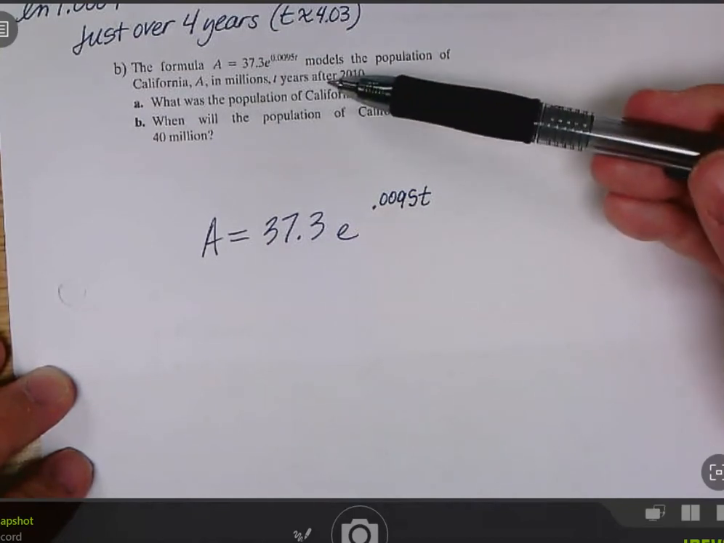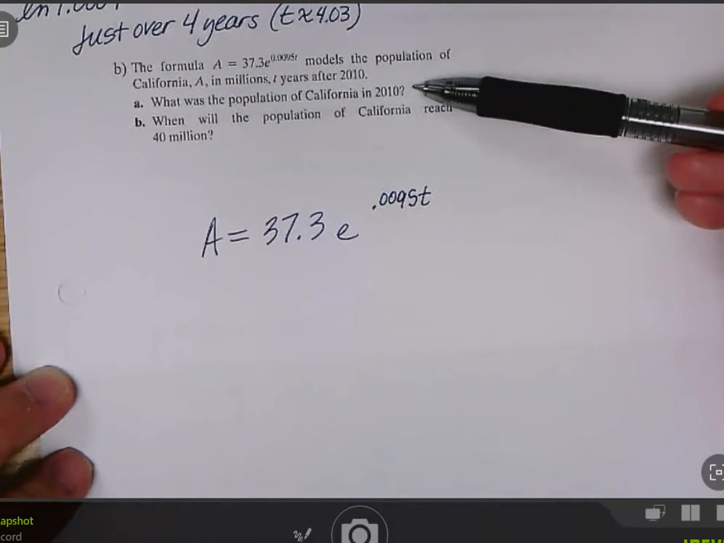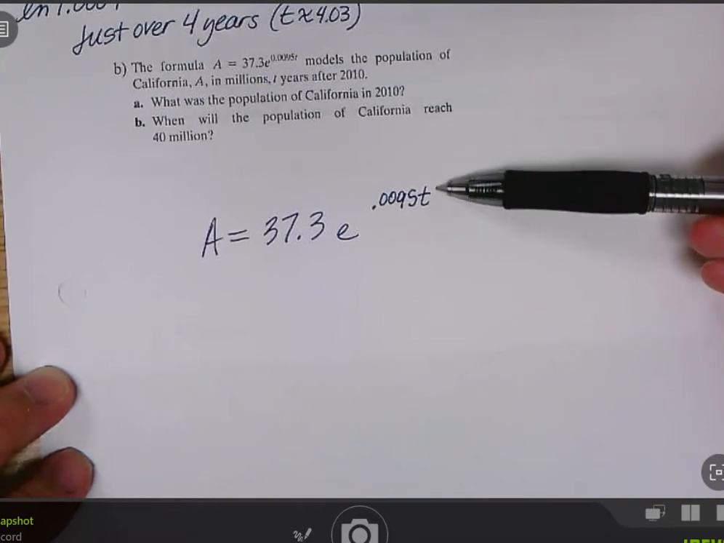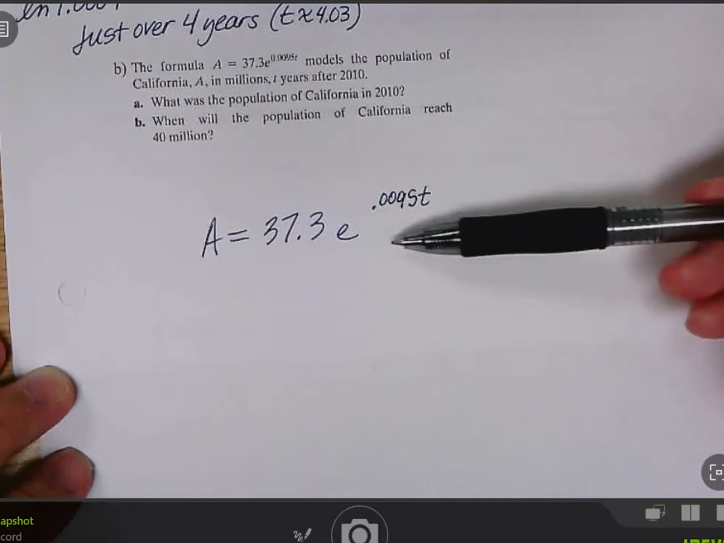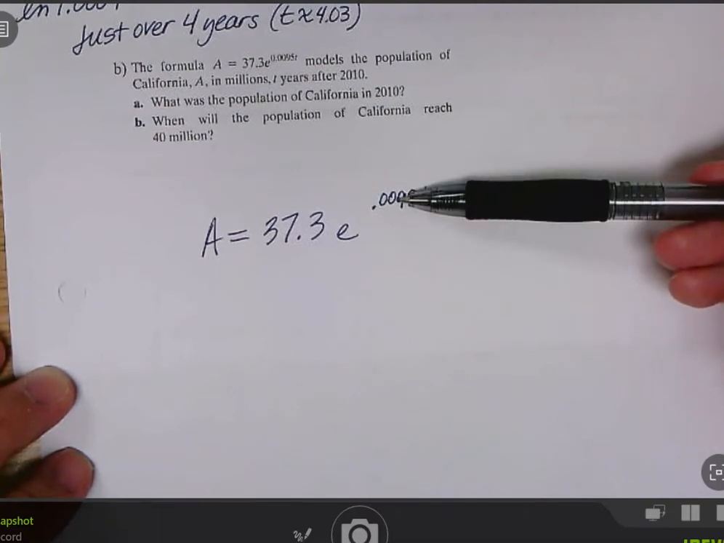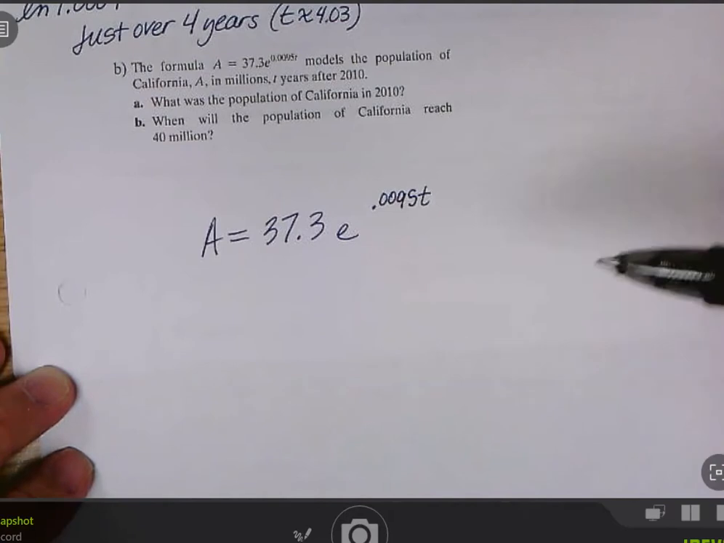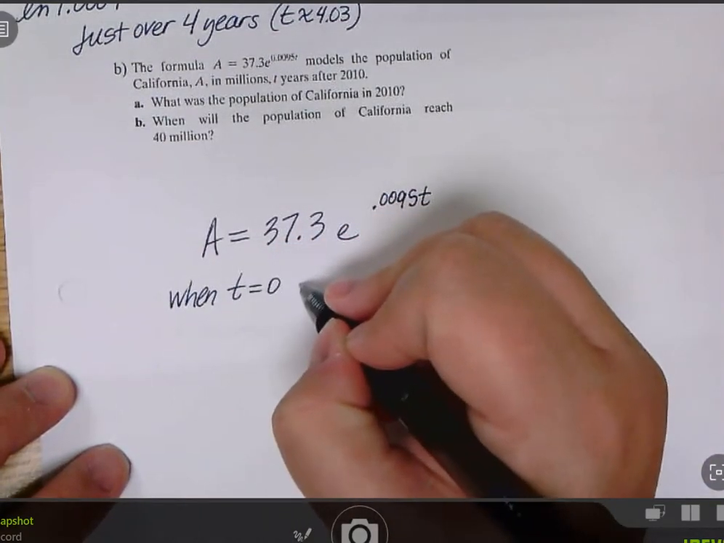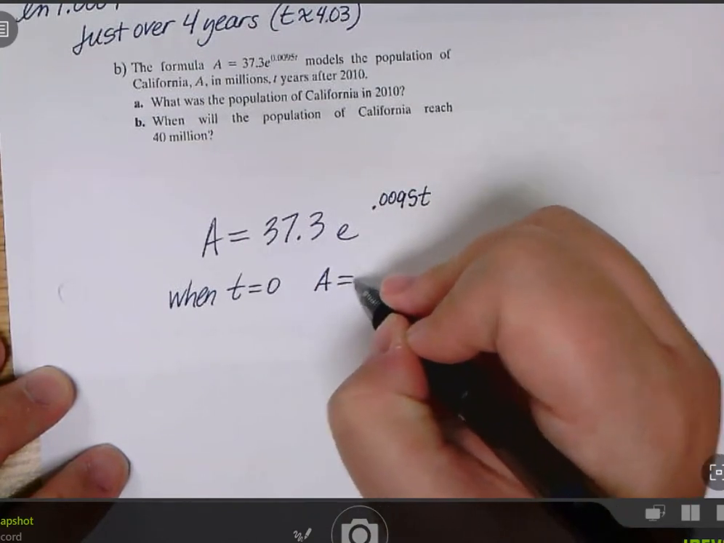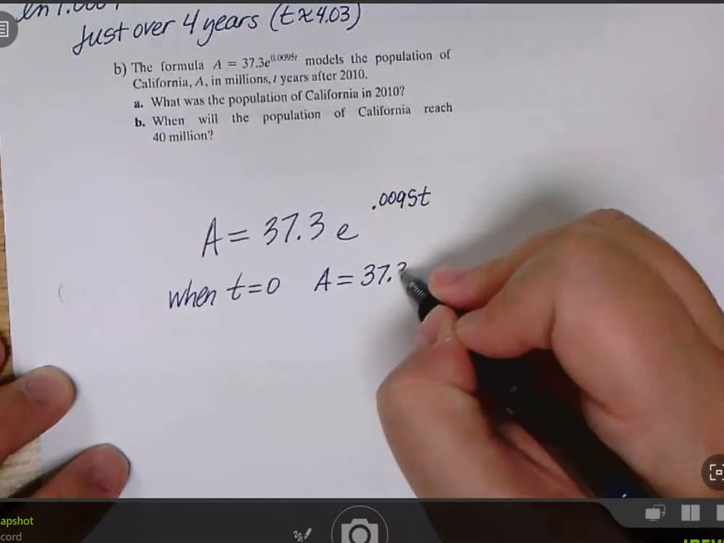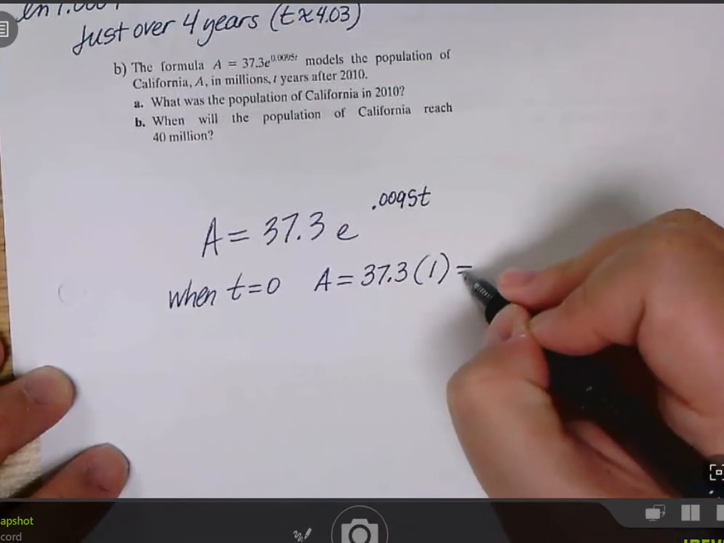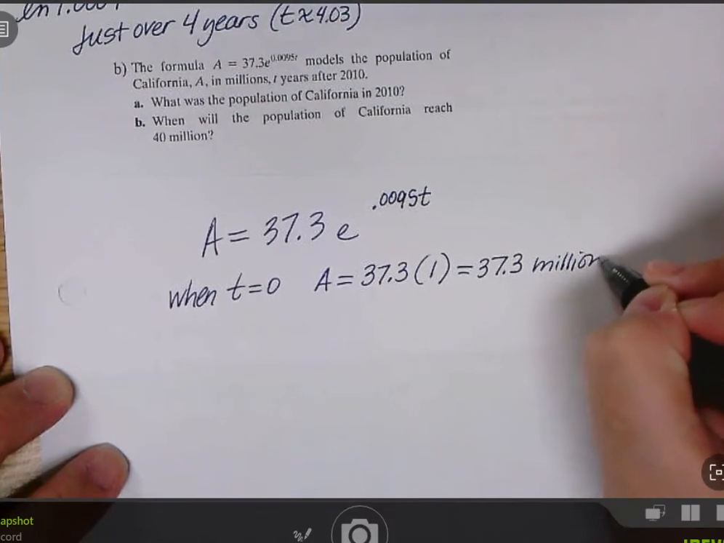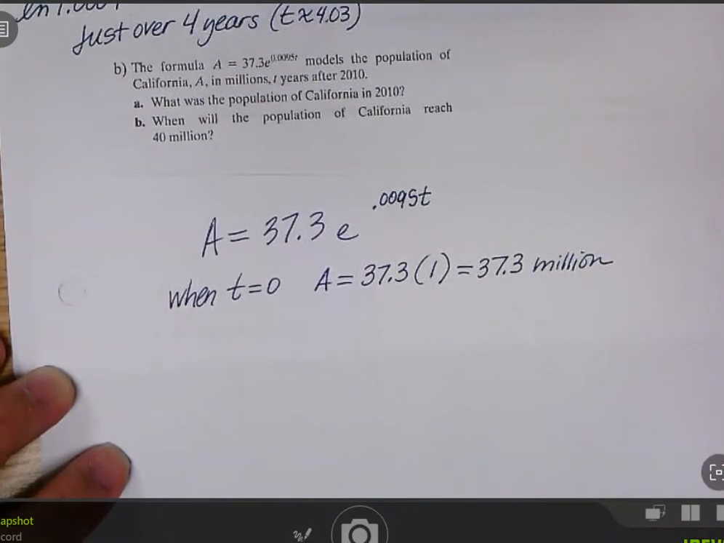If t is the number of years since 2010, then in 2010, t would be 0. If we put a 0 in here, this whole exponent becomes 0. e to the 0 is what? It's the same as anything else to the 0. So when t is 0, we get 37.3 times e to the 0, which is just 1. So that's 37.3 million people. That's part A.